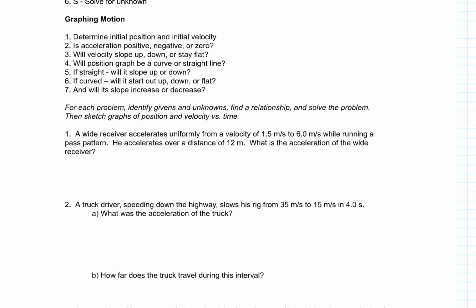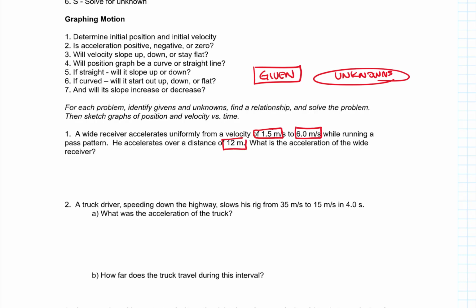So we're going to use the GUESS method on this one, a wide receiver, and we're going to do the thing that we've been doing. We're going to box all of our given information. We're going to circle all of our unknowns. So a wide receiver accelerates uniformly from a velocity of 1.5 meters per second to a velocity of 6 meters per second while running a pass pattern. He accelerates over a distance of 12 meters.